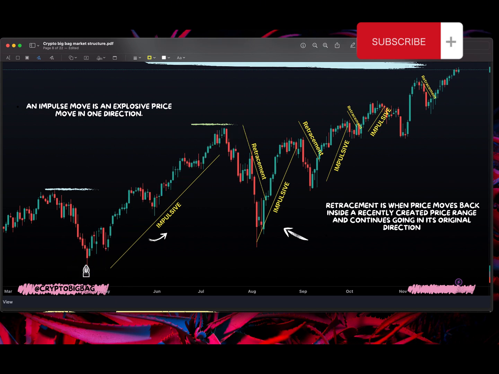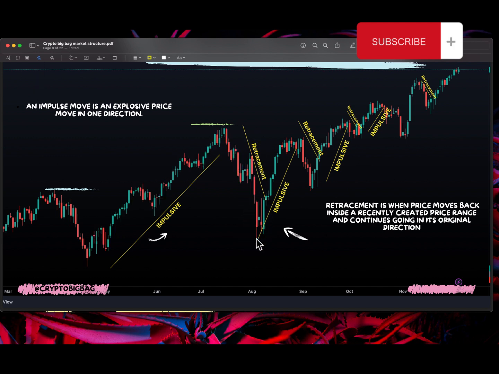If you want to break down this little uptrend: higher high, higher low, higher high, higher low, higher high, higher low. This is an impulsive move. This is a retracement. This is an impulsive move. This is a retracement, impulsive move, retracement, impulsive move. Right? Then we have a retracement that led to a change of character there and the impulsive move.